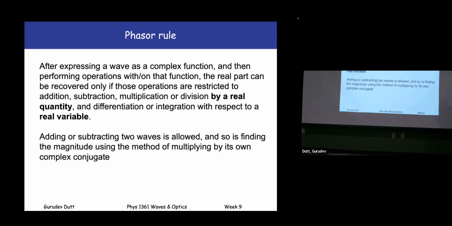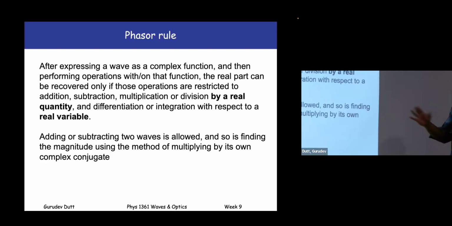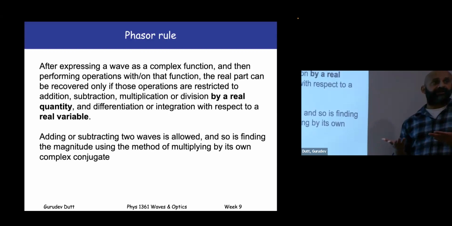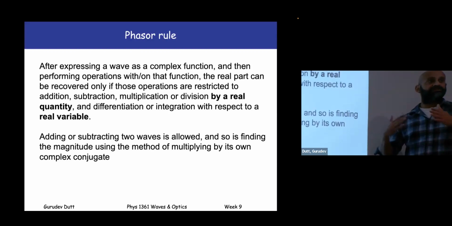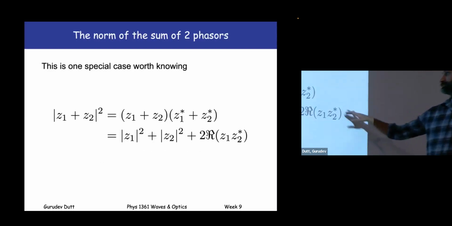And of course, adding and subtracting two waves is allowed, but to find, say, the magnitude, we have to use the method of multiplying by its own complex conjugate. Because again, magnitude is like squaring the phasor, and as I just told you, multiplying two phasors doesn't give you the right answer. But magnitude is just the phasor times its complex conjugate, so that's okay. I'll show you that in this slide over here. This is the special case.